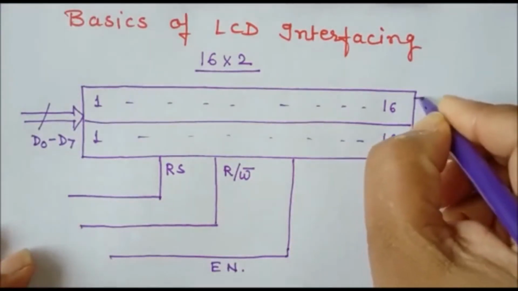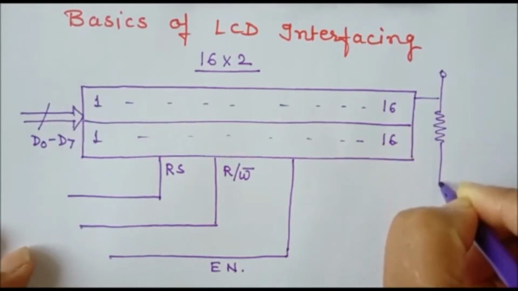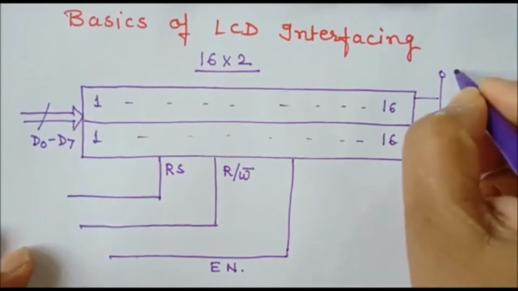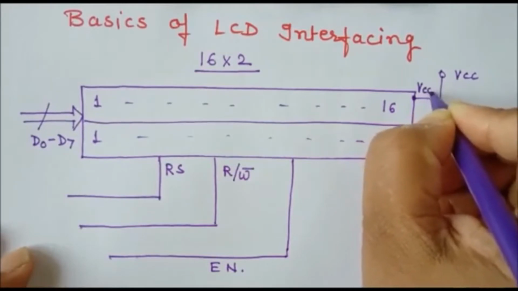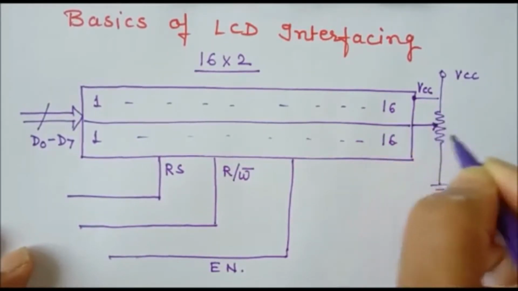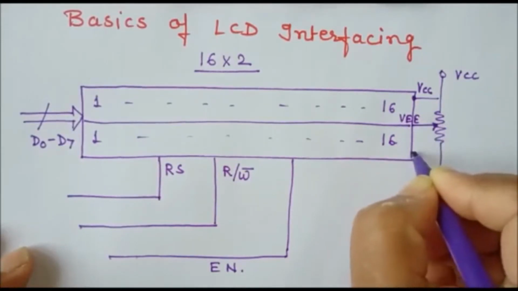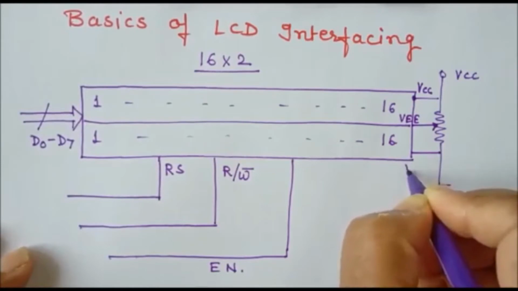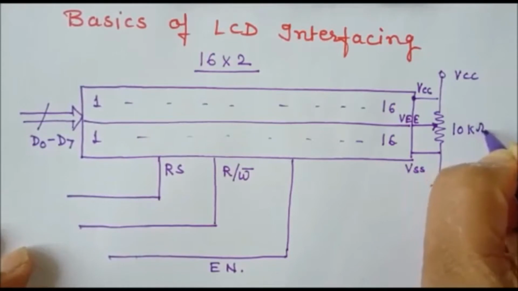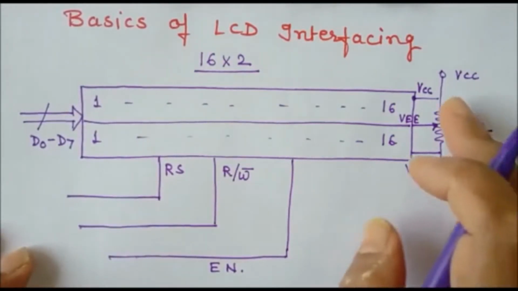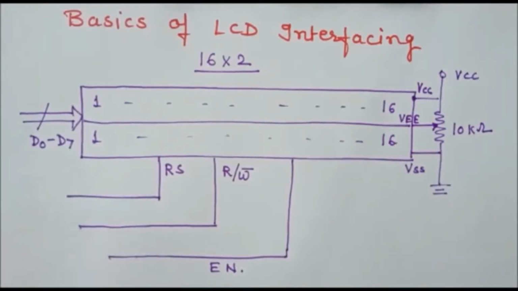To change the brightness of this LCD, a 10 kilo ohm potentiometer is connected to VCC. It will have 3 terminals to connect this potentiometer. VCC, the variable terminal of the potentiometer, is connected to VEE, and the ground terminal of the potentiometer is connected to VSS terminal. Generally a 10 kilo ohm pot is connected here, and by varying the resistance of this pot we can vary the brightness of this LCD.